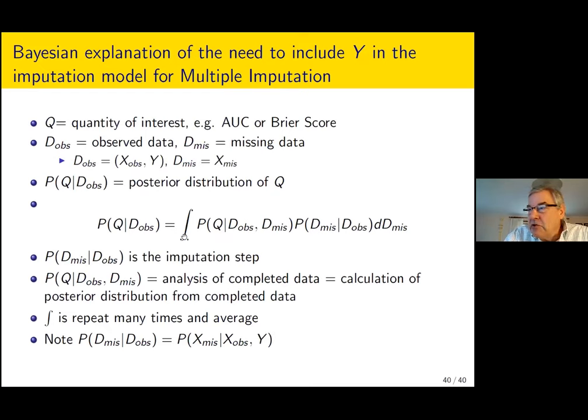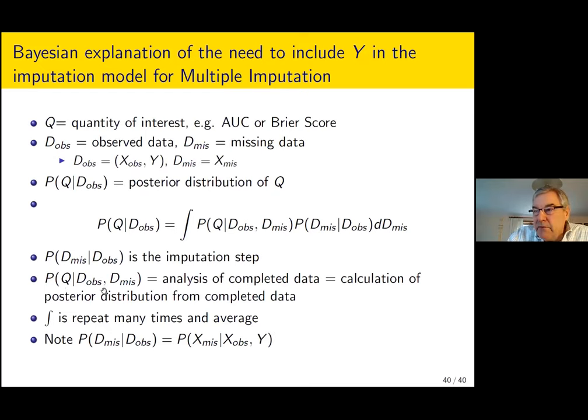And then integrating is averaging. Each time you fill in a data set, you get a slightly different posterior distribution, right? It shifts around a little depending on how you filled in the missing values. It randomly draws, and then you average those, and that's what multiple imputation is. So it's just a device to integrate out over missing data. Where you're actually making up data, that's purely a numerical integration. Okay, so within here, the D miss given D obs is imputation.